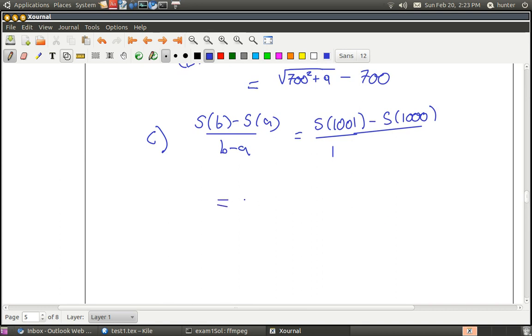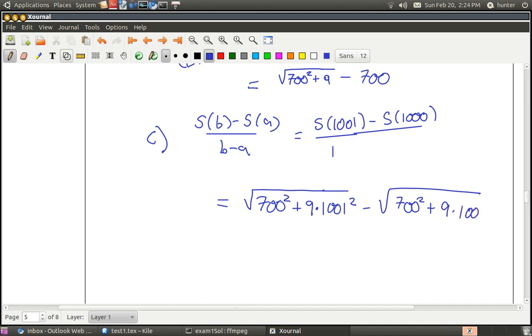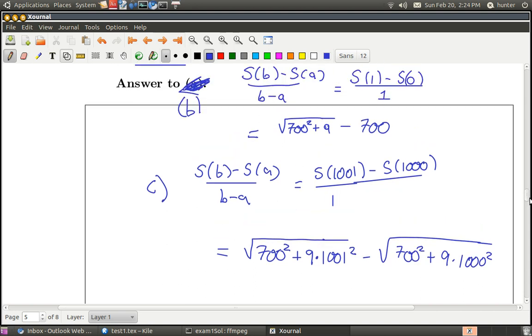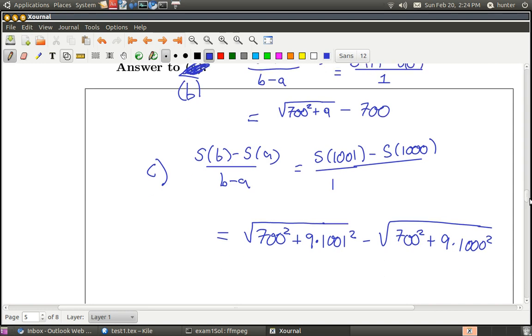So I end up getting the square root of 700 squared plus 9 times 1001 squared. And I'm taking away the square root of 700 squared plus 9 times 1000 squared. Okay. Alright, and so we've got the answers here. They're not in nice numerical form.